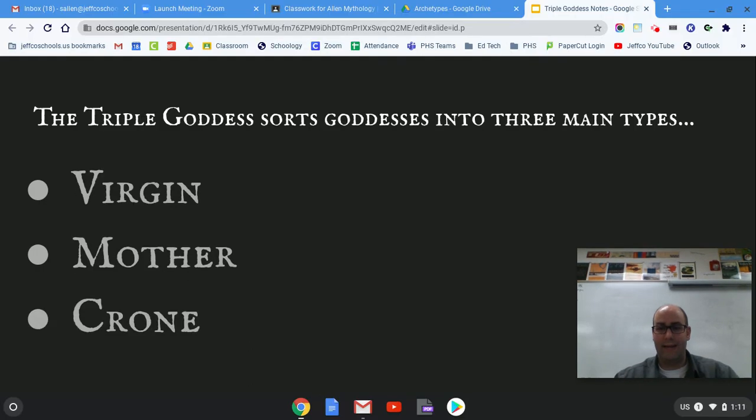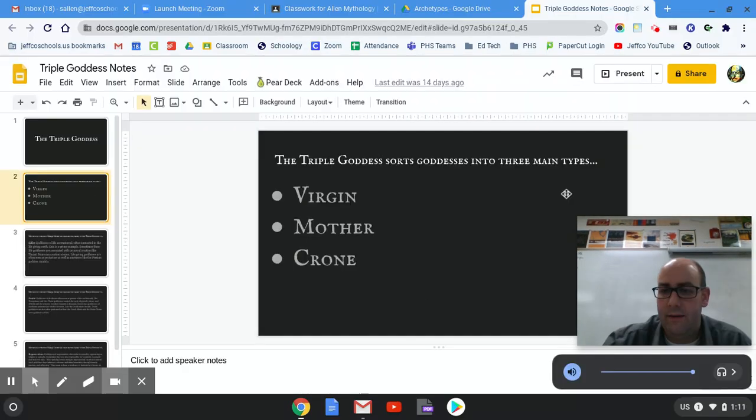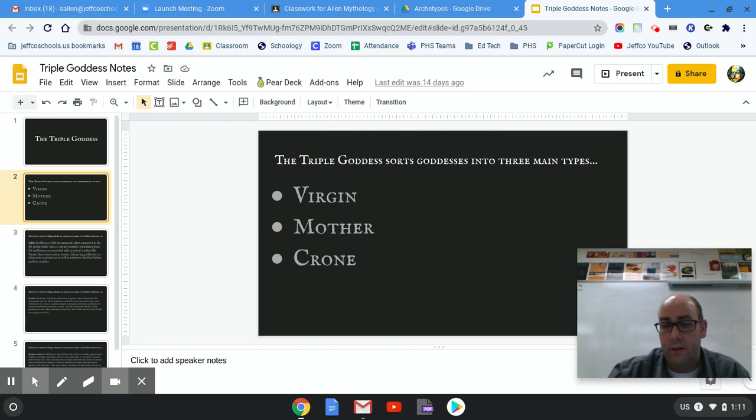Just make sure that you write down those definitions, and then go ahead and read the two stories that are underneath your notes section. There's actually one to read and then one to watch. Make sure you fill out the boxes, and then go ahead and turn it in.